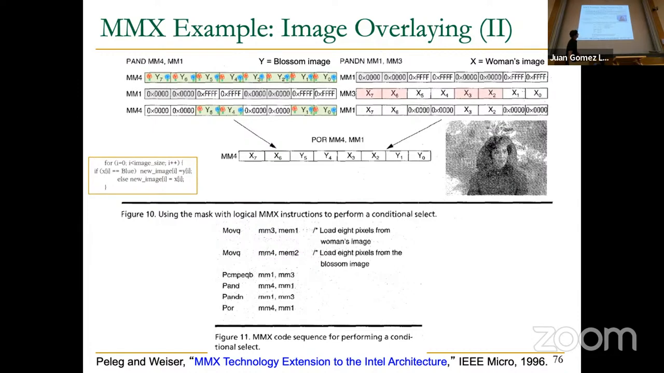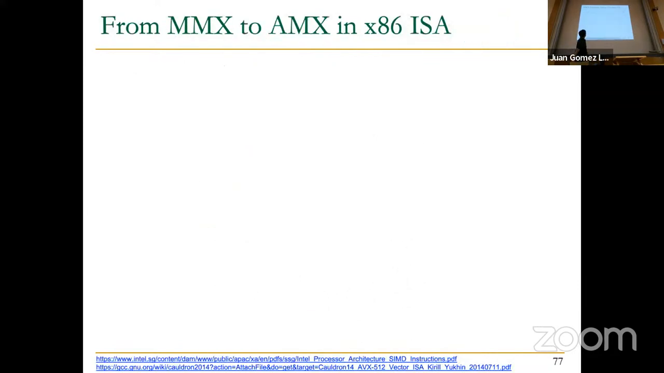So I essentially complement the mask and then apply the filter. And these are the pixels from the woman that I need to use. And finally, with an OR operation, I combine pixels from both images and obtain the final image. And here you can see the code and you can find more explanations in the corresponding paper.